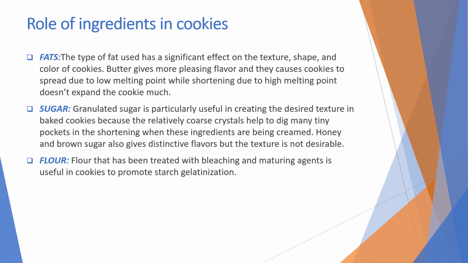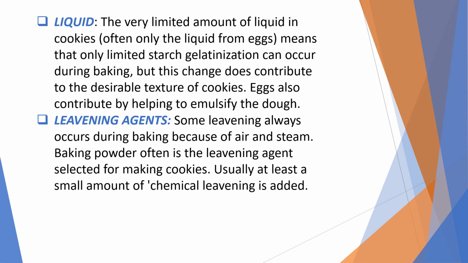Flour. Flour that has been treated with bleaching and maturing agents is useful in cookies to promote starch gelatinization. It is one of the main ingredients of any cookie. Liquid. The very limited amount of liquid in cookies, often only the liquid from eggs, means that only limited starch gelatinization can occur during baking. But this change does contribute to the desirable texture of cookies. Eggs also contribute by helping to emulsify the dough.